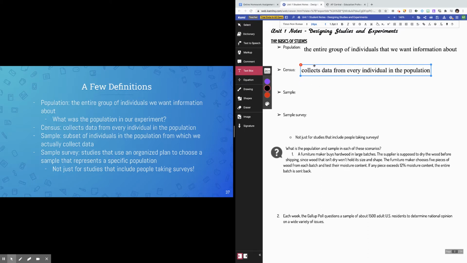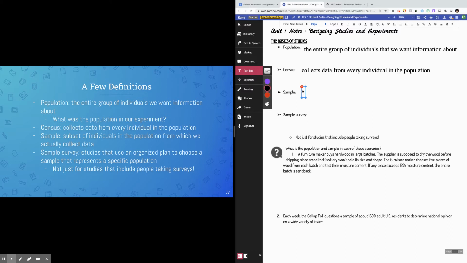But this is really the only way that we can know for sure that we're getting at the truth, because we're talking to every individual in the population and analyzing that data, right? Now, because that is so difficult to do, it's very rare that it actually happens in real life.